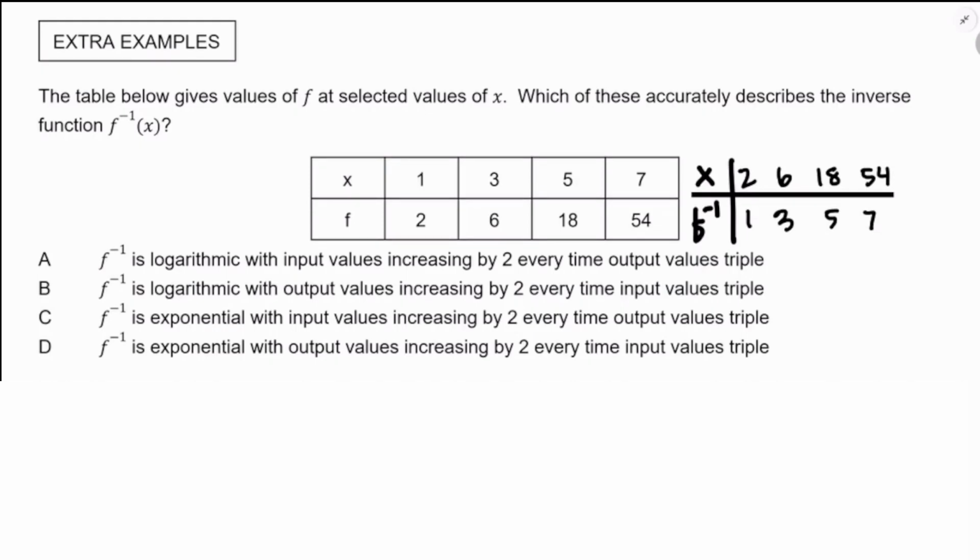So, we look at it, it's like, okay, the x values are multiplying while the y values are adding. If you were paying any attention in the last unit, you saw that was a big theme for AP Precalculus, that when we're multiplying by 3, so I'm going to do it times like that, times 3, the output values we're adding by 2, that means you're logarithmic. All right, so f inverse is logarithmic with output values increasing by 2. No, input values are, no, output values are increasing by 2 every time input values triple. I almost tricked myself on that one. Okay, there we go. So that's answer choice B.